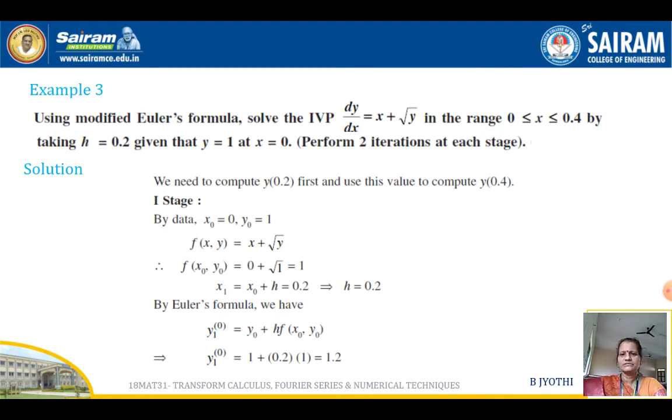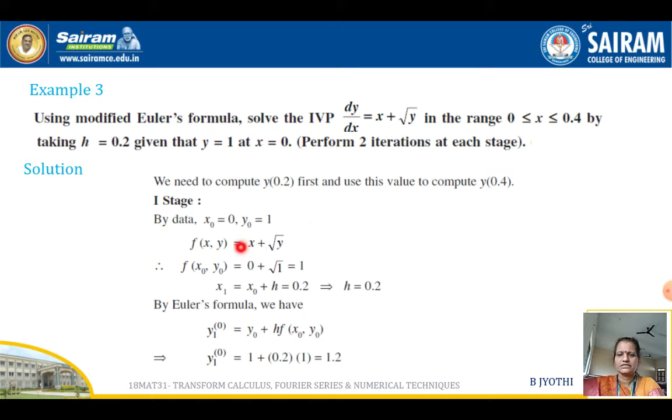Using Modified Euler's formula, solve the initial value problem dy by dx is x plus root y in the range 0 less than or equal to x less than or equal to 0.4 by taking h is equal to 0.2, given that y is 1 at x is equal to 0. Perform 2 iterations at each stage. We need to compute y of 0.2 first and use this value to compute y of 0.4.